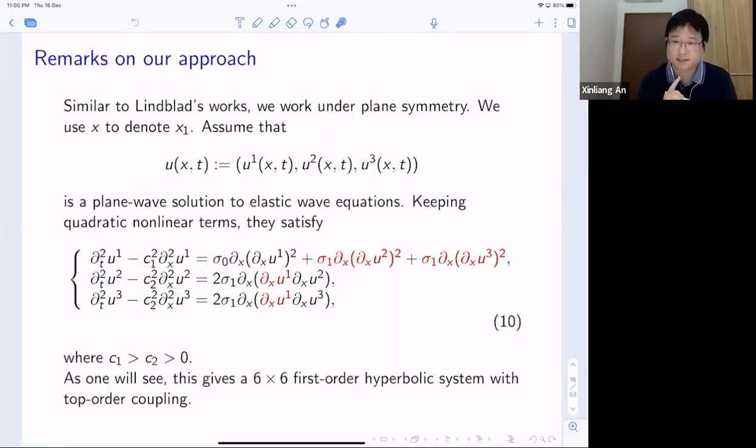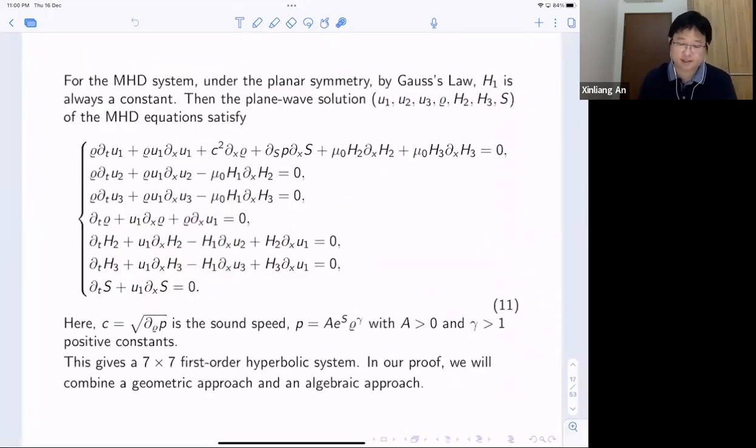But there is immediately some difficulty we can observe: this system is coupled at the top order. If we look at the first equation, we have the second-derivative operator hitting U1, but on the right-hand side we have the second derivative of U2 and the second derivative of U3. Similarly, for the second and third equations, even though they are equations for U2 and U3, on the right-hand side we have the second derivative of U1. So this is a system coupled at the top order, which makes the system quite hard. Later we will treat this system as a 6x6 first-order hyperbolic system with top-order coupling.